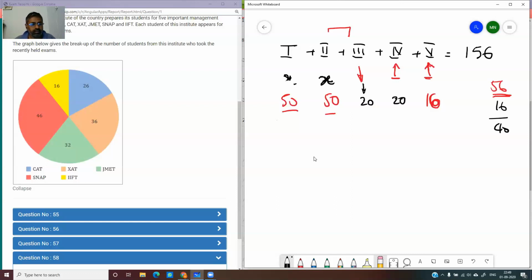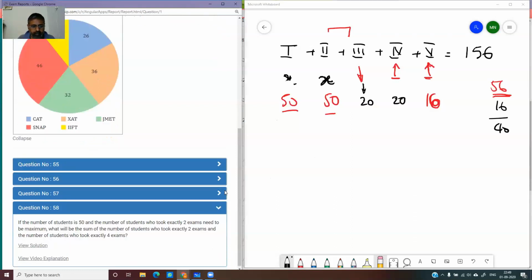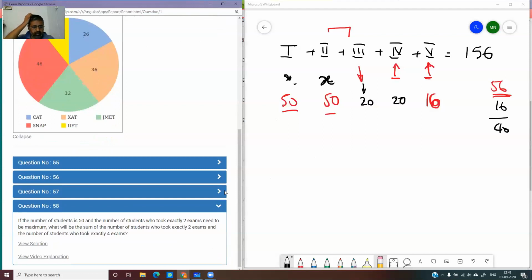So now what is the question? If the number of students is 50 and the number of students who took exactly 2 exams needs to be maximum, what will be the sum of the number of students who took exactly 2 exams and the number who took exactly 4 exams? So this is 30. And exactly 4 is 4. Is that okay? Exactly 2 is 30 and exactly 4 is 4. The sum of that should be 34.